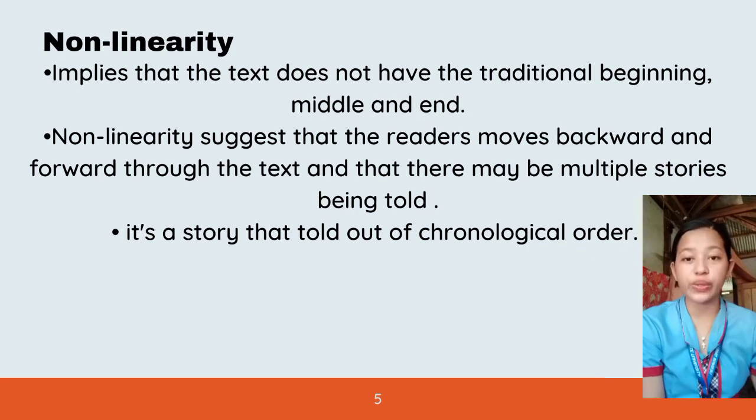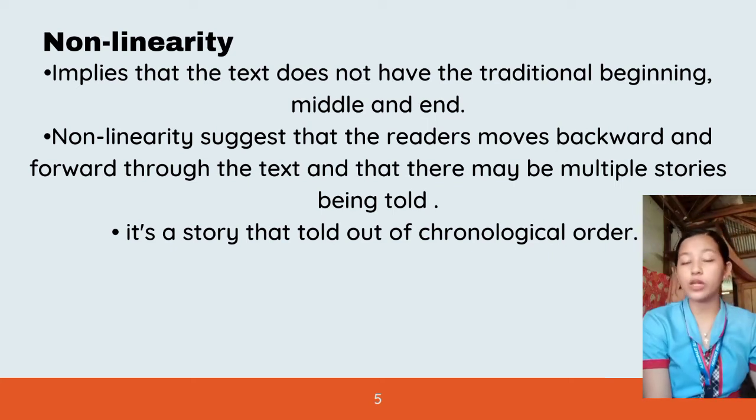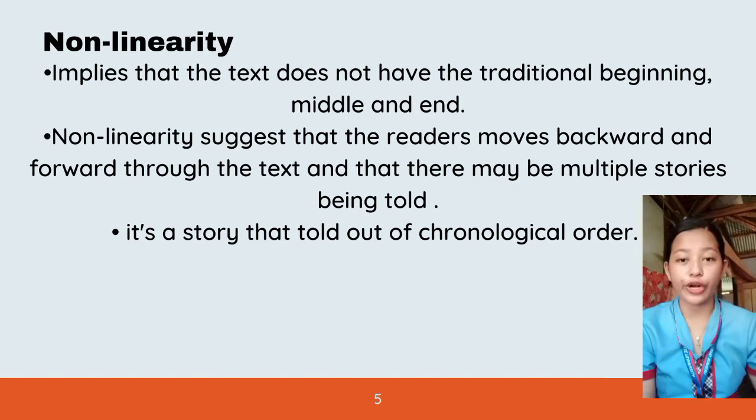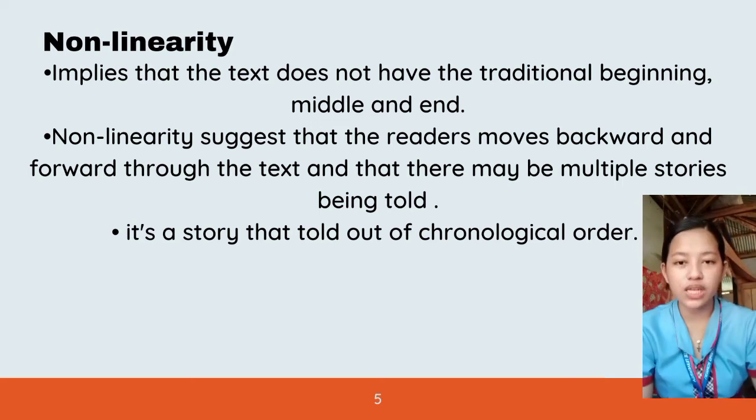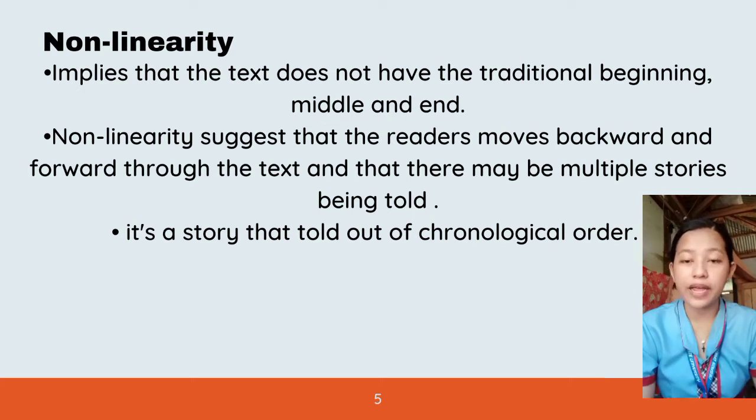It also suggests that the reader moves backward and forward through the text and that there may be multiple stories being told. It's a story told out of chronological order. This orientation to the page of a postmodern picture book is like watching children playing on various pieces of the playground equipment while also being aware that others are chasing or playing kickball in another part of the space. All are contained by the boundaries of the playground and all are playing, some children knowing other children and the other games they are playing.